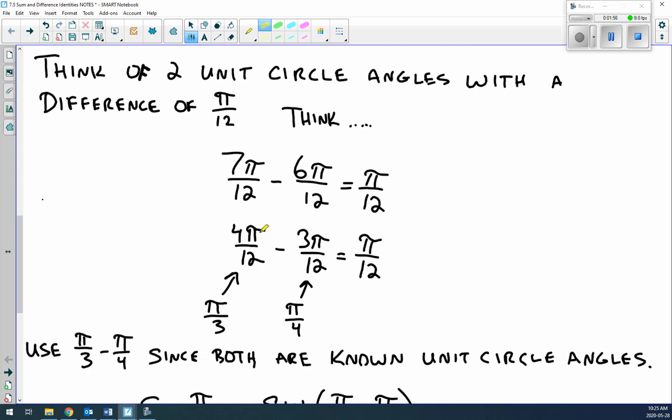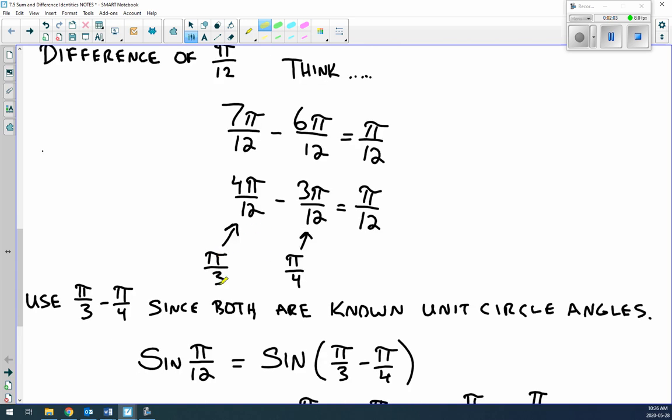So let's try 4 pi over 12 minus 3 pi over 12. Yep, that gets us our pi over 12. Excellent. 4 pi over 12 reduces down to pi over 3. Is that on the unit circle? Yes. 3 pi over 12 reduces down to pi over 4. Is that on the unit circle? Yes. Perfect. So we can use this alpha and this beta to get our pi over 12, so we can actually do the work.